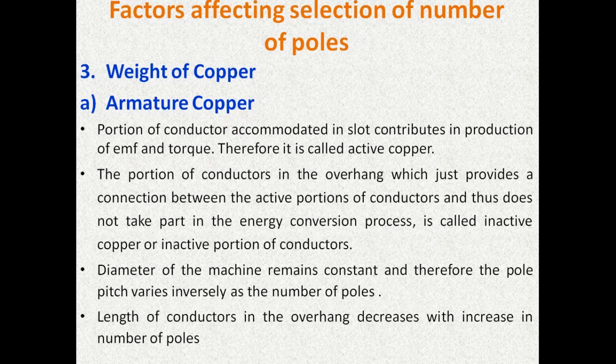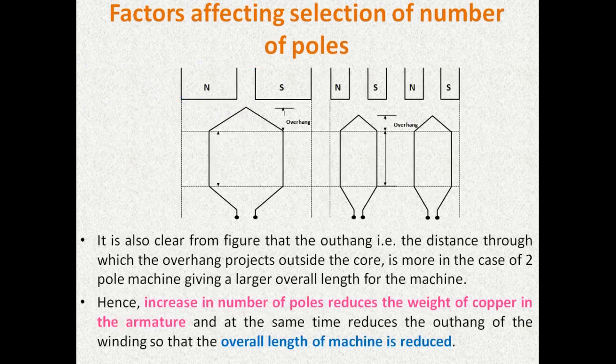Next factor which is affecting the selection of number of poles is armature copper. Basically, a coil consists of two parts. One is the active portion of the conductor and the other is the inactive portion of the conductor. The active portion of the conductor actually contributes to the production of torque and EMF. In the case of a motor, this active portion contributes to the production of torque, whereas in the case of a generator, it contributes to the production of EMF.